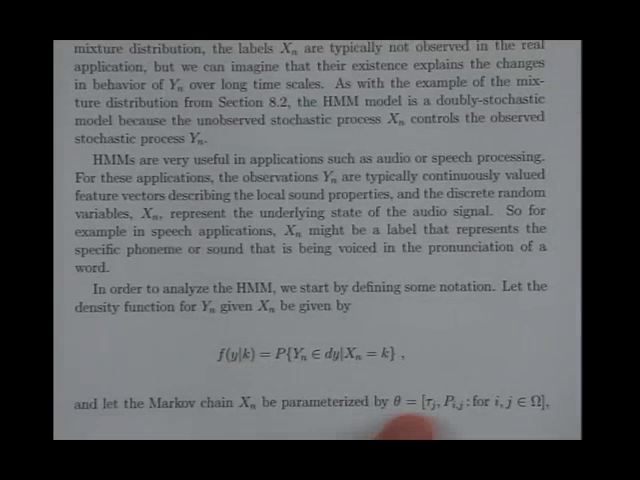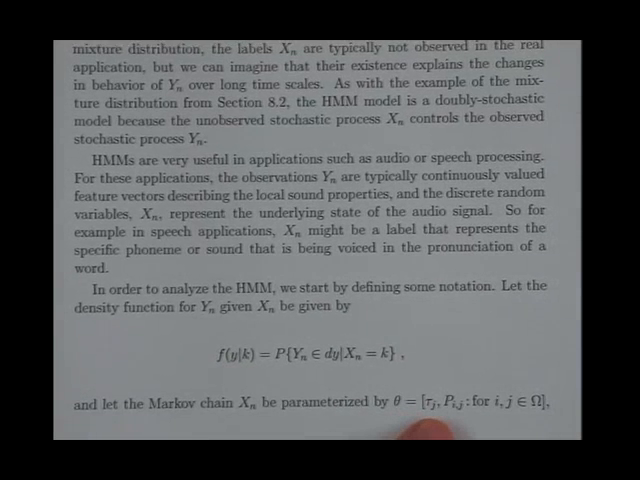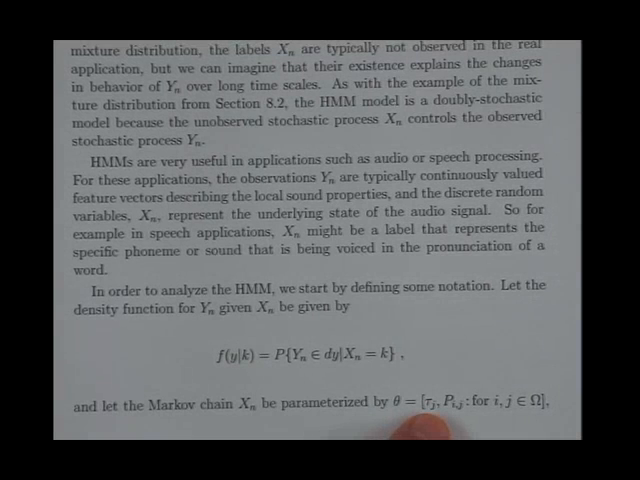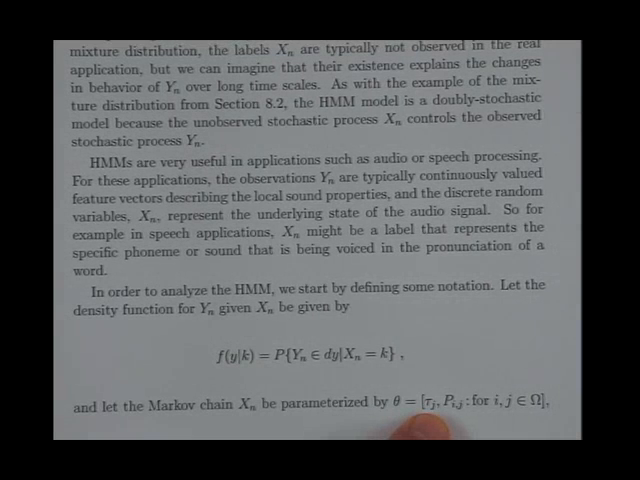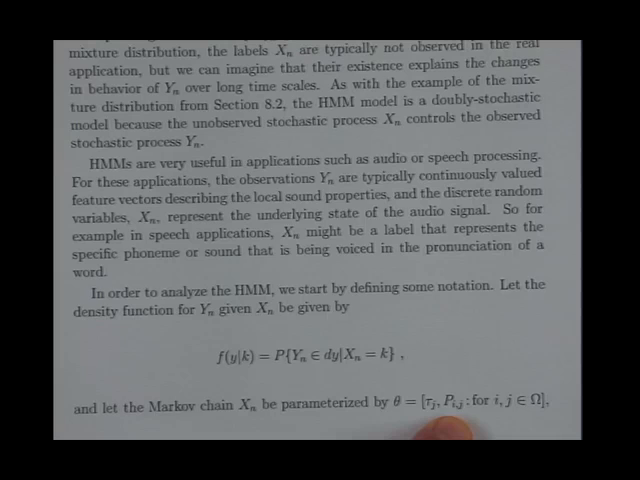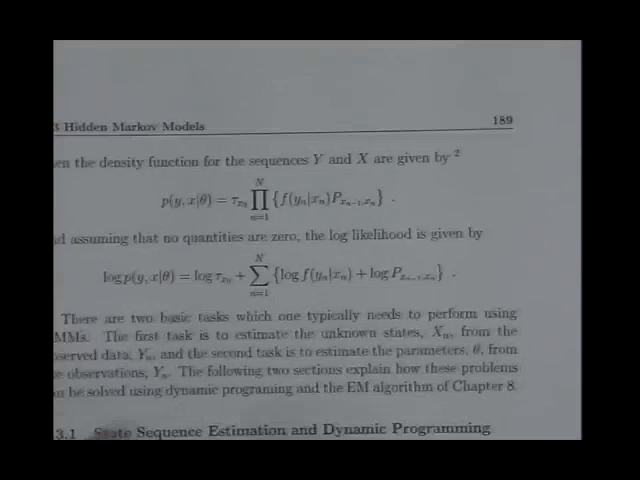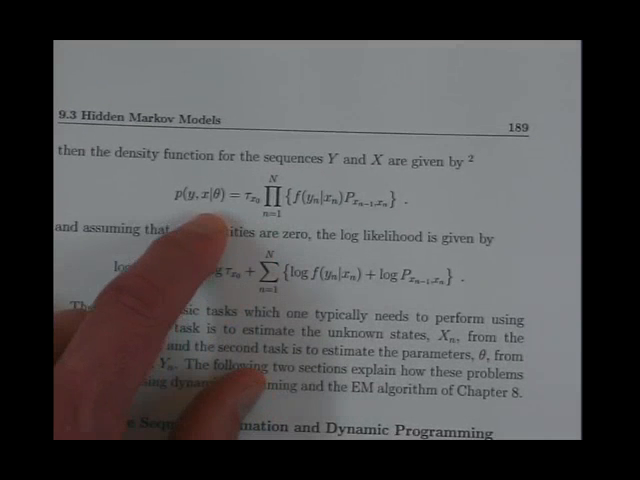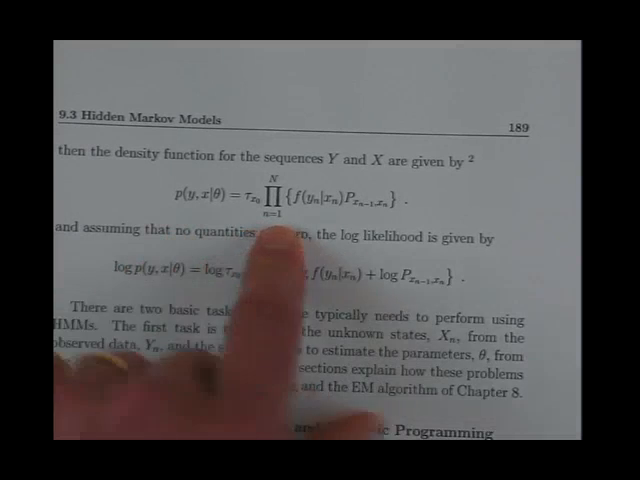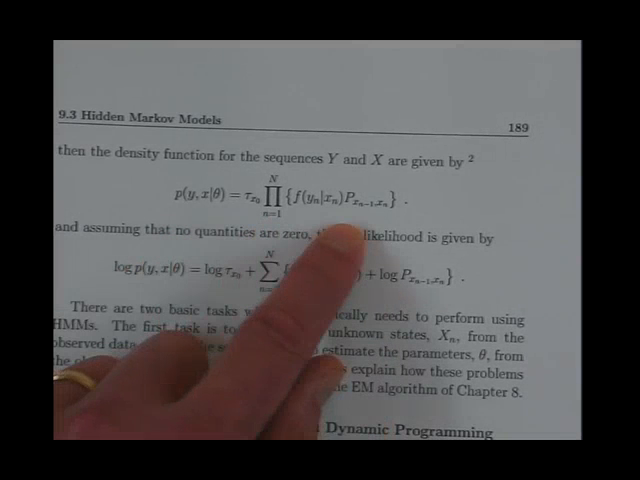Then the parameters of the distribution are the probability of the initial state and the probability of the transition, P_ij, through the Markov chain. So these are the parameters of the Markov chain for x, okay? So then the joint distribution of y and x can be written in this form.